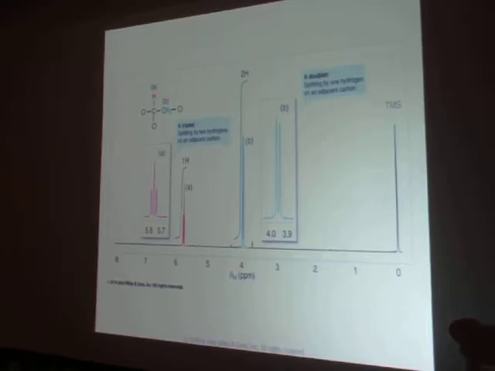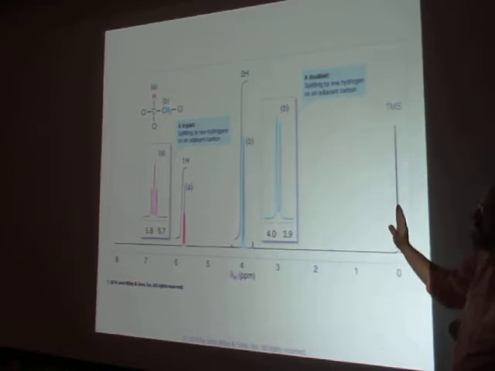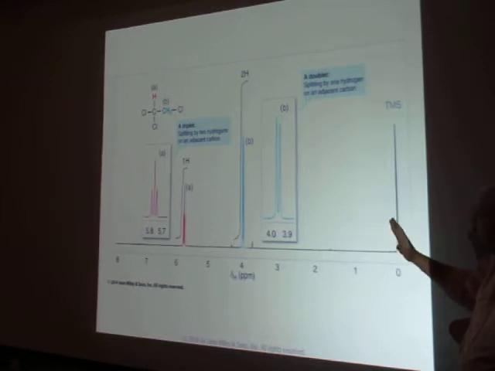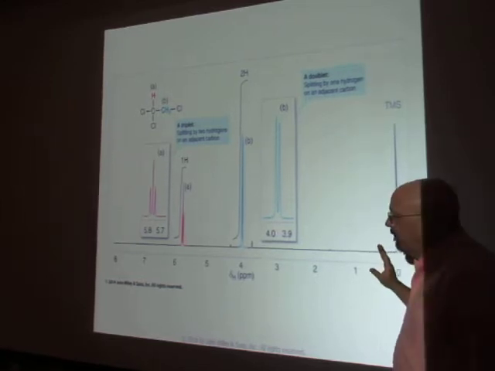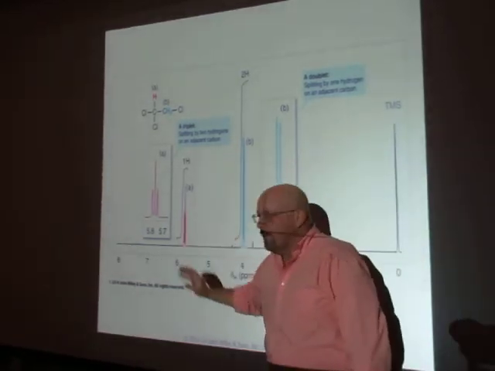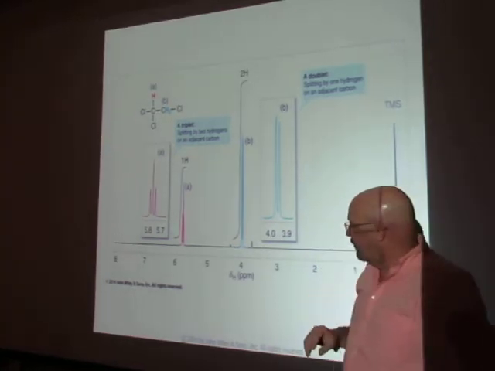Okay. So let's go through this. So here at 0, we have our TMS. Let's just go through everything here. There's our TMS at 0. We have 2 signals. I see 2 signals, so I know I have 2 different kinds of hydrogens.